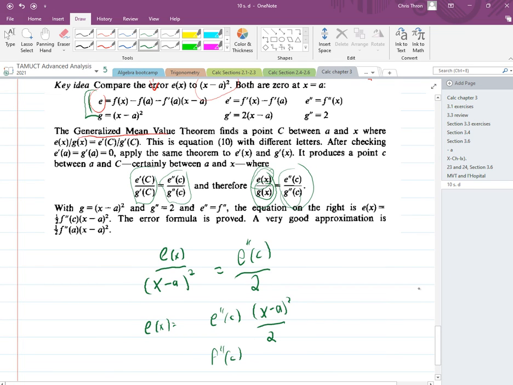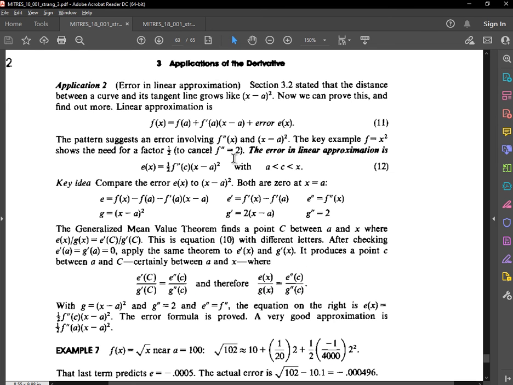Okay. All right, so again, what that means is that when I make a linear approximation, the error in linear approximation is equal to x minus a squared times the second derivative of the function, somewhere between a and x, times 1/2.